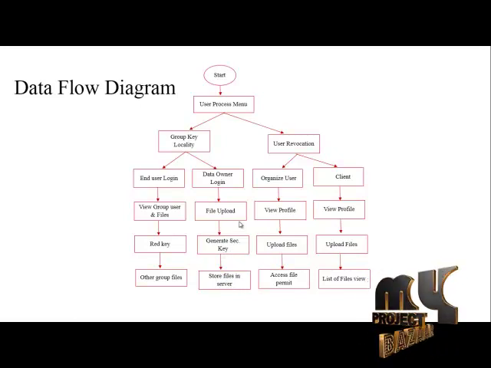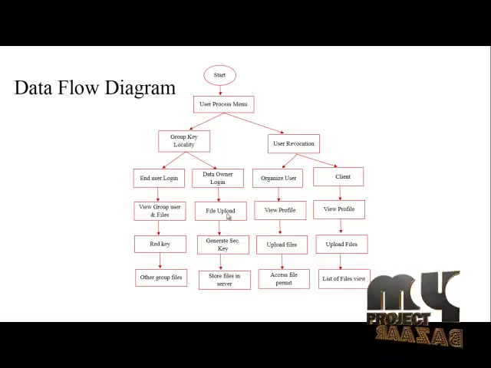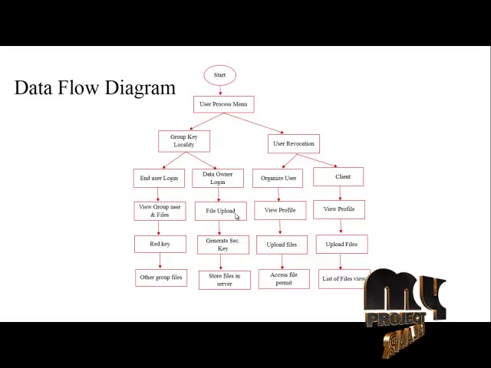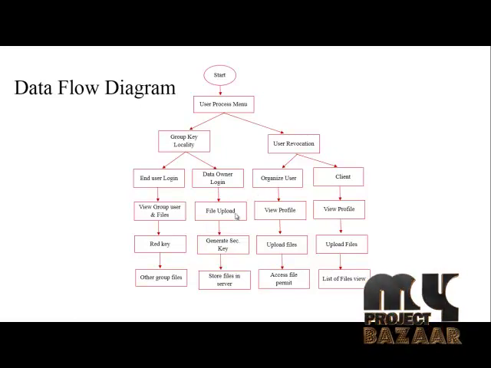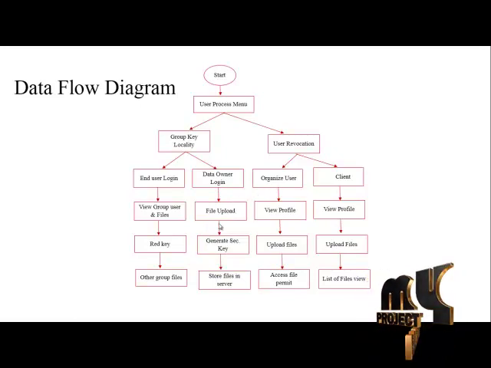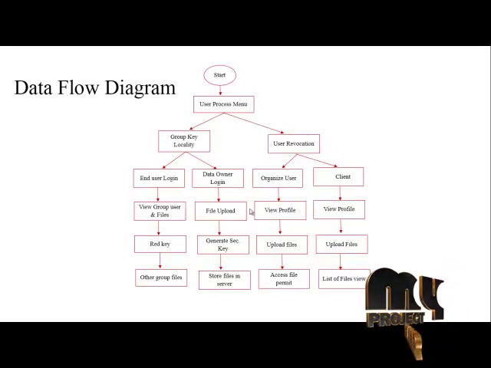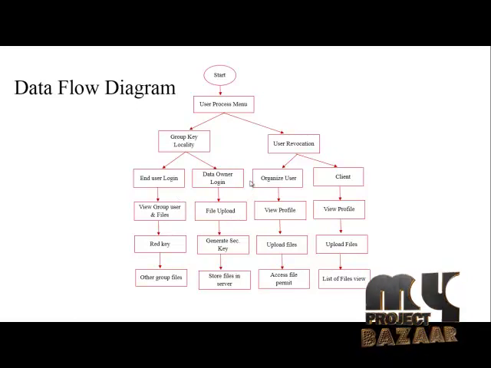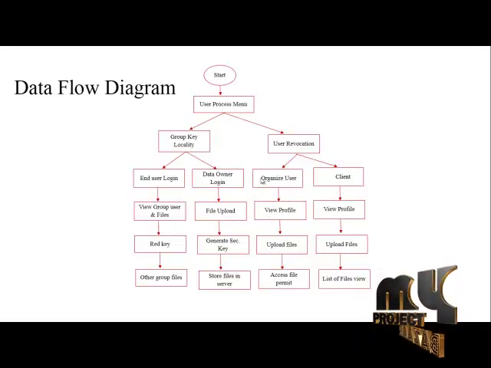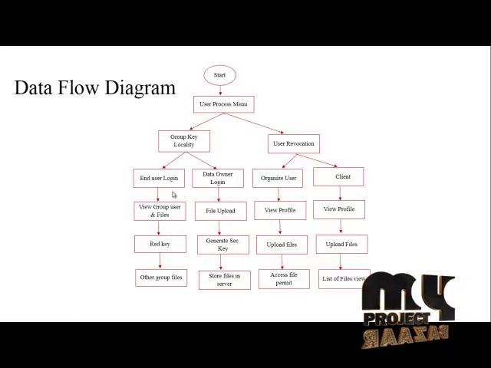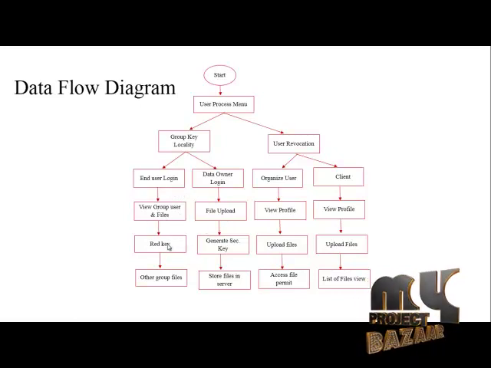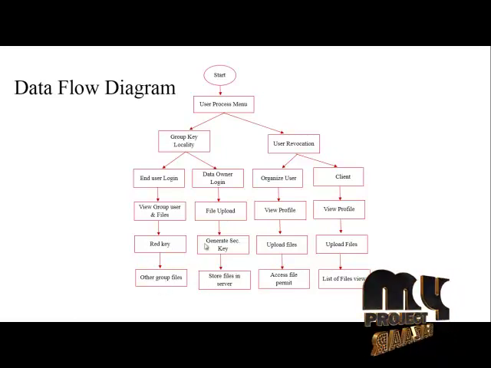Every user has to join some group. Here we have three groups: group 1, group 2, and group 3. Users join any one of the groups. Suppose a user joins group 1, then the user cannot view the other groups' files. This is under the group user information view, where a user gets the key and the other group files. This is the group key locality process.